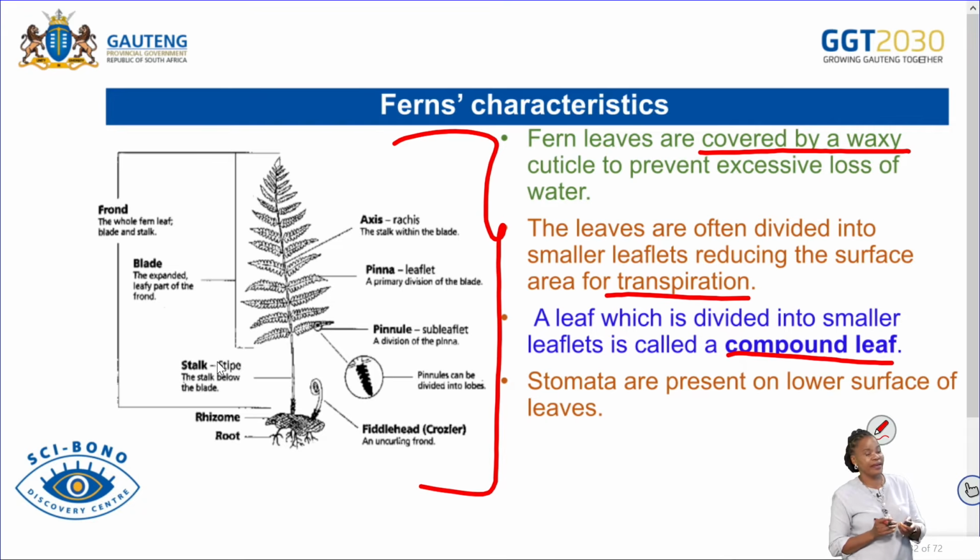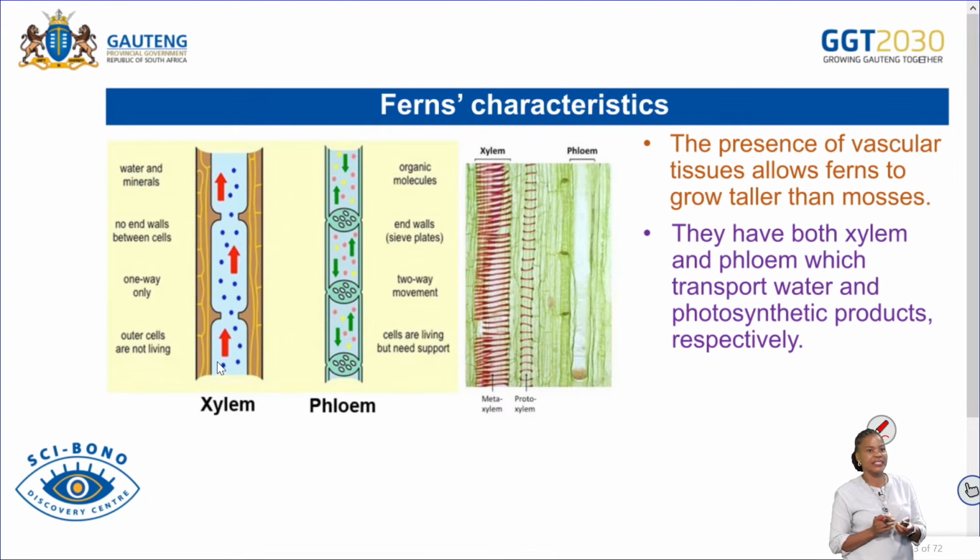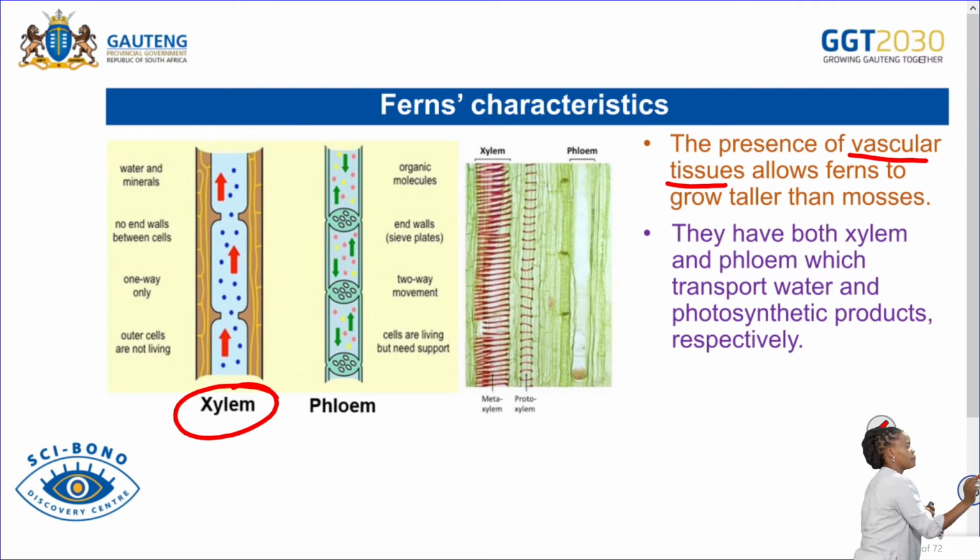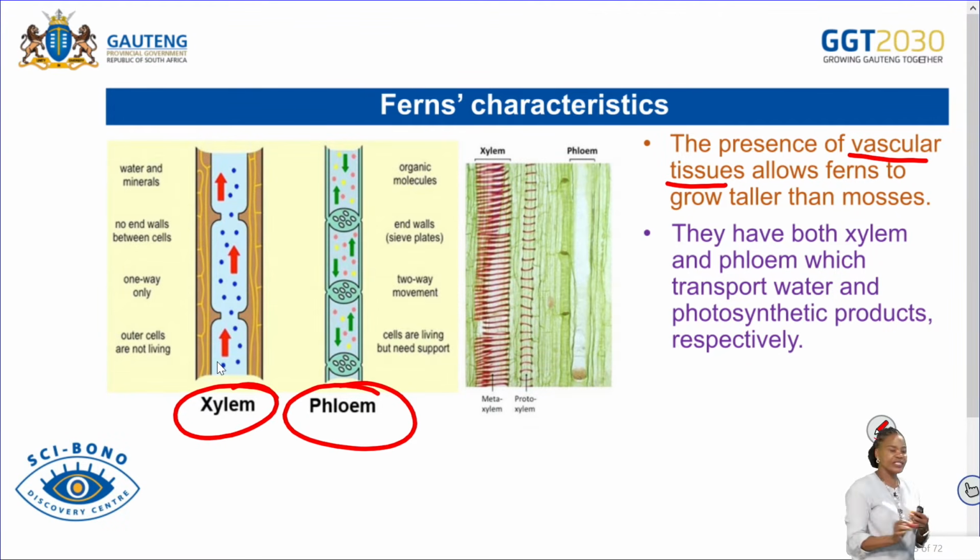Now, this gives us the whole structure of the fern plant. Now, when we check into the characteristics again of the fern plants, they do have what? Vascular tissues. By now, we know that when we talk of the vascular tissues, we are simply talking about the conducting tissues, which are the xylem as well as the phloem. In other words, the xylem will be able to transport water, and then the phloem will be able to transport what? Organic substances.